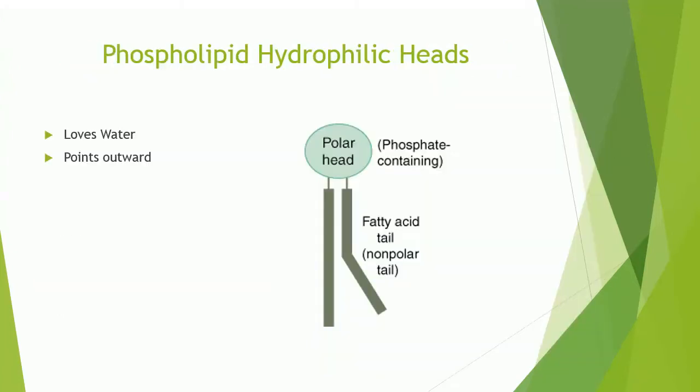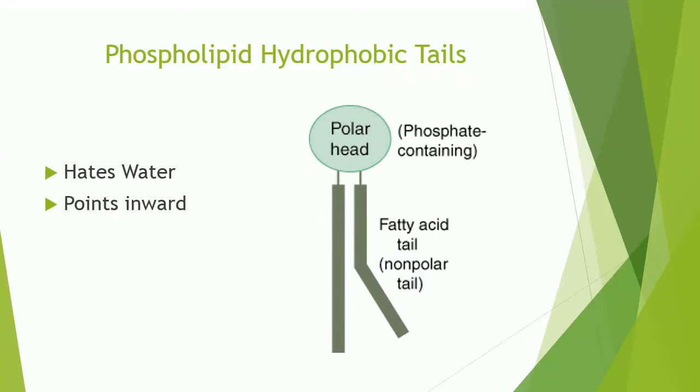The phospholipid hydrophilic head is going to love water, and it's going to point outward. And here's a picture showing you more detail. The polar head is phosphate containing, and then you have a fatty acid tail, which is a non-polar tail, which is the part that doesn't like water. You have the phospholipid hydrophobic tail, which hates water and points inward. So you have the polar head again, phosphate containing, and fatty acid tail, non-polar tail. So the head loves water and the tail hates water. Hydrophilic versus hydrophobic.